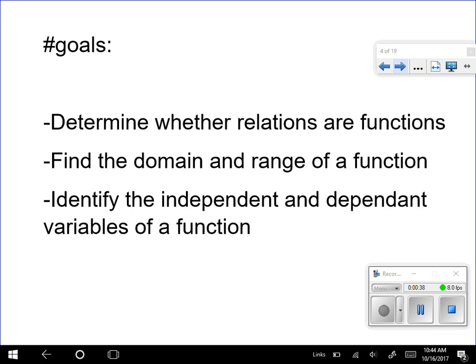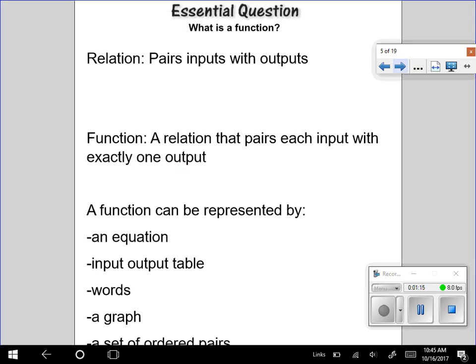So our goals today are to determine whether relations, which we'll talk about what that is, are functions. So we need to know how to identify functions. We're going to find the domain and range of a function. So we got to talk about what the domain and range are. And then we're going to identify independent and dependent variables. So that kind of goes along a little bit with domain and range, but we'll discuss that as that comes. So we kind of have a lot to cover. So I want to try to move along quickly here. It's going to be a little bit of a longer video, so I'll try not to ramble.